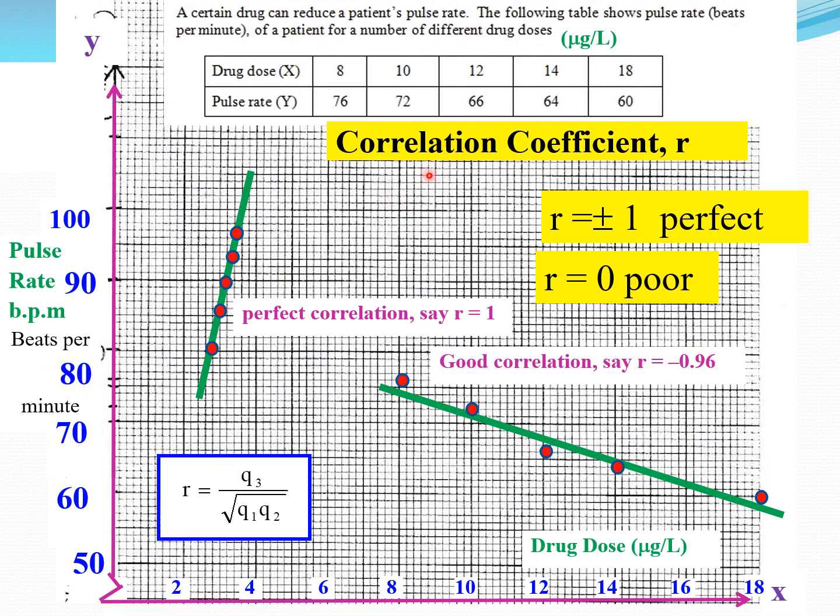Okay, so the correlation coefficient is usually given by the letter R, and the formula for the correlation coefficient is R is equal to Q3, the variance Q3, divided by the square root of the other 2 variances multiplied, Q1 by Q2. There's perfect correlation when R equals plus or minus 1, and there's very poor correlation when R equals 0. So the correlation values in magnitude vary between 0 and 1.